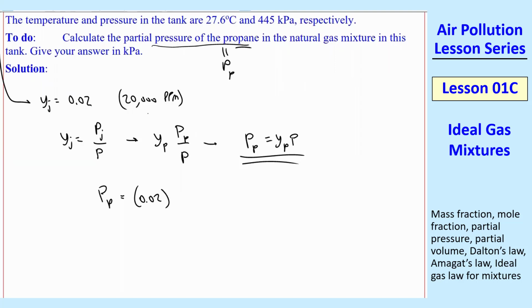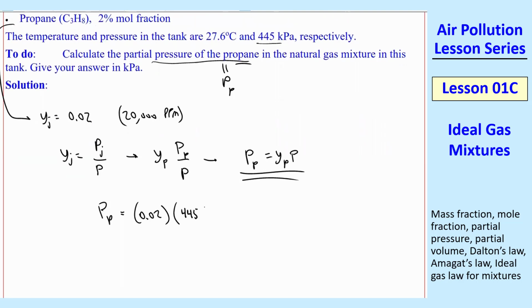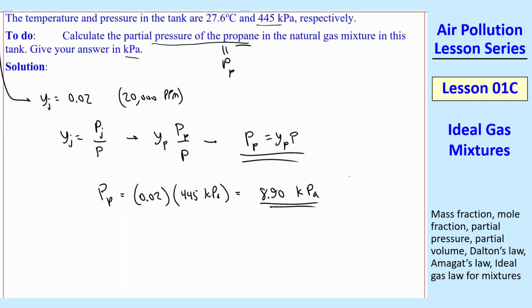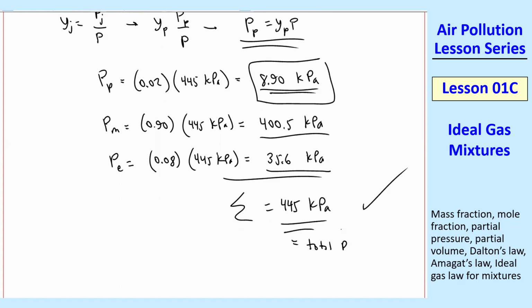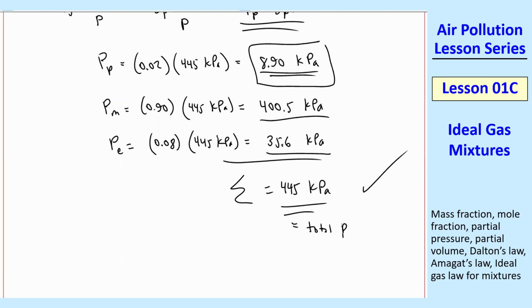And putting in the numbers, remember, you don't put ppm and you don't put percent, you put in the actual number, which is 0.02, times the total pressure, 445 kPa. The units are exactly what we want in kPa. So this turns out to be 8.90 kPa. So that's our answer. I repeated this for the methane and the ethane, and I get 400.5 and 35.6 kPa. And I just wanted to show you that if you sum these, we get 445 kPa, which is the total pressure as it has to be. So what we've done is we've just proven Dalton's law. So I'll stop there and enjoy the quiz.